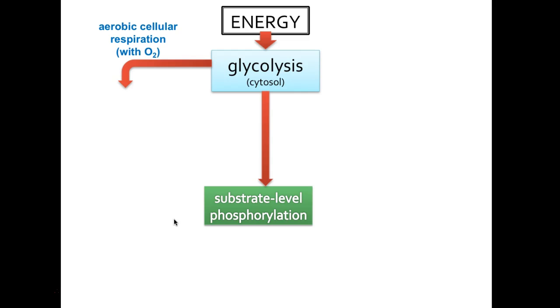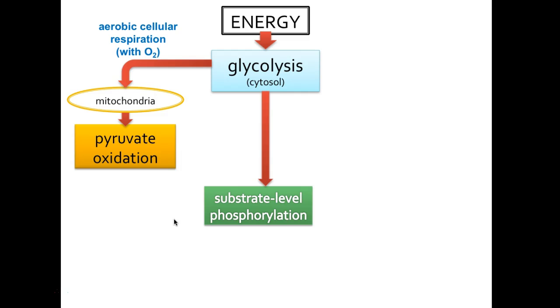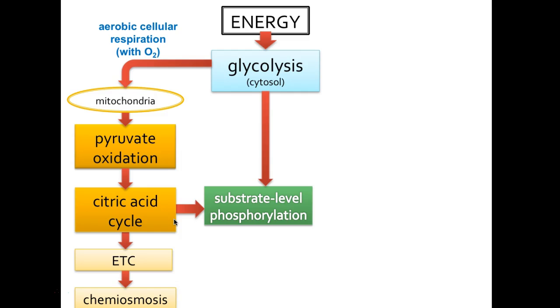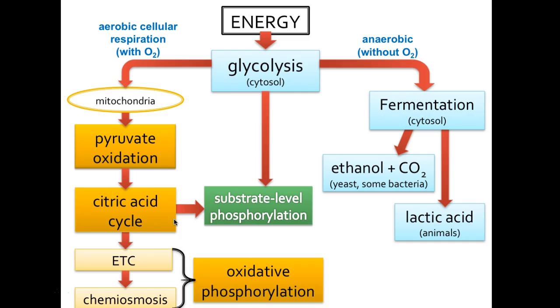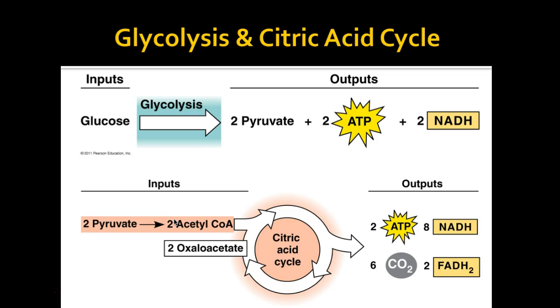So respiration in the big picture: energy comes in, glycolysis in the cytosol, substrate level phosphorylation. Aerobic respiration or cellular respiration with O2 takes place in the mitochondria. You have pyruvate oxidation, the citric acid cycle, and substrate level phosphorylation. ETC, chemiosmosis, oxidative phosphorylation. In fermentation, you have glycolysis, oxygen is not available, so it's going to be an anaerobic process. And that will be fermentation, which takes place in the cytosol. One type of fermentation, you can produce ethanol and carbon dioxide. In another type of fermentation known as lactic acid fermentation, it takes place in animal muscle cells.